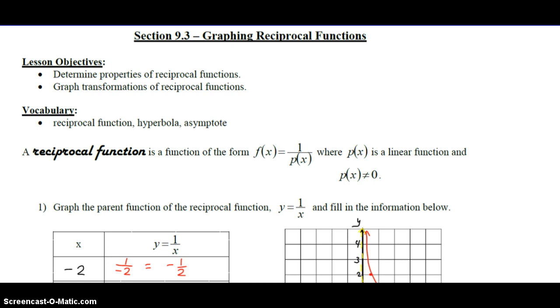What ended up happening is we went over 9.2 on Tuesday and Wednesday, the fusion period, and on Thursday we started section 9.3, but we didn't quite finish it, so we will finish it on Monday when you're actually in class.